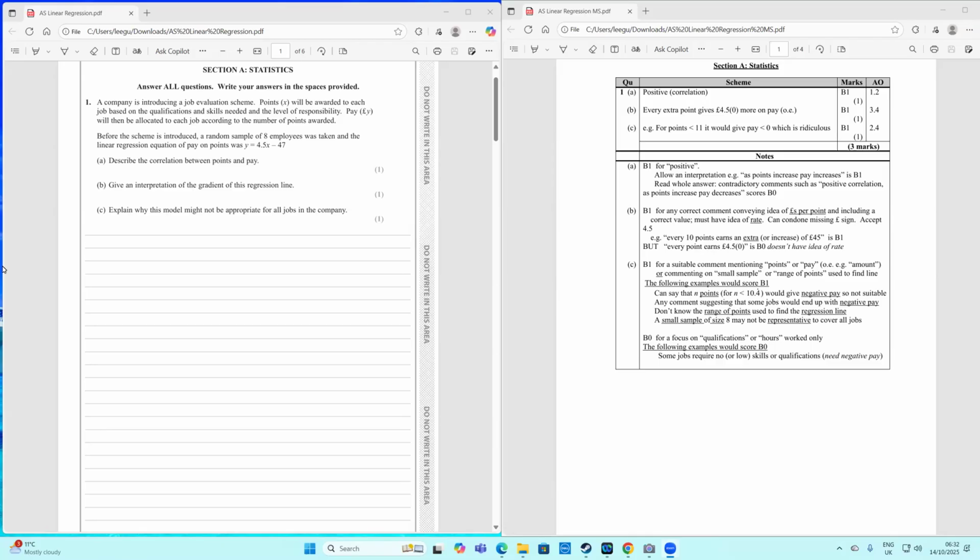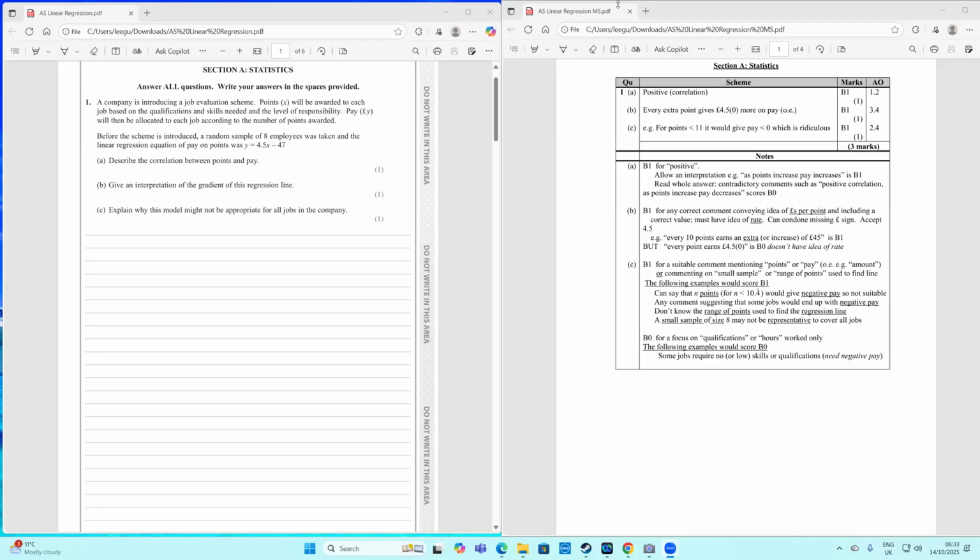It says a company is introducing a job evaluation scheme. Points will be awarded to each job based on the qualifications and the skills needed and the level of responsibility. Pay, £Y, will then be allocated to each job according to the number of points awarded. Before the scheme is introduced, a random sample of 8 employees was taken, and the linear regression equation of pay on points was y = 4.5x − 47. Describe the correlation between pay and points.